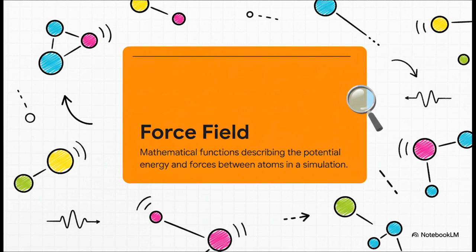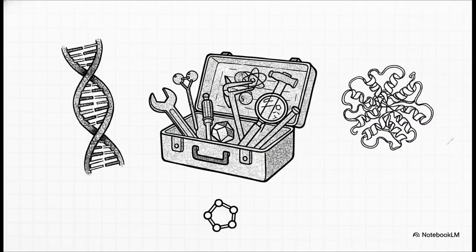This is a huge deal, because it means the calculations are fast enough for computers to actually handle. We trade a tiny bit of perfect accuracy for the power to simulate millions of atoms at a time. It's a brilliant trade-off. And this is super important. It's not a one-size-fits-all situation. There isn't just one rulebook.